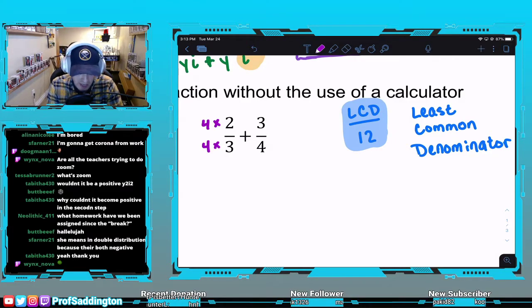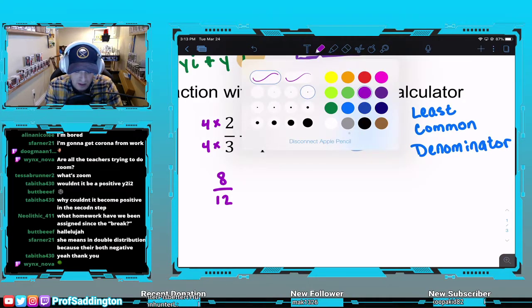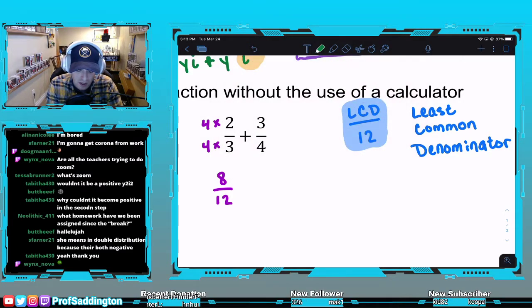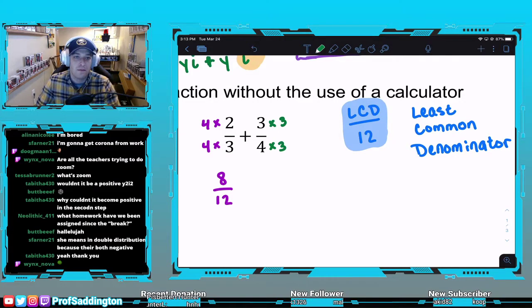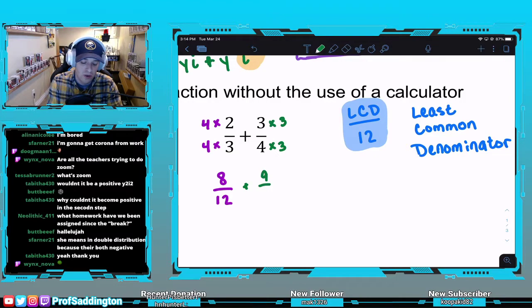And then I'll just say what that new fraction is going to be. 4 times 2 is 8, all over 4 times 3, which is 12. We now have to do the second fraction. So when we go to do the second fraction, 4 times 3 would give us 12. Whatever we do to the bottom, we got to do to the top. So again, we're going to get our new fraction, which is going to be 9 over 12.